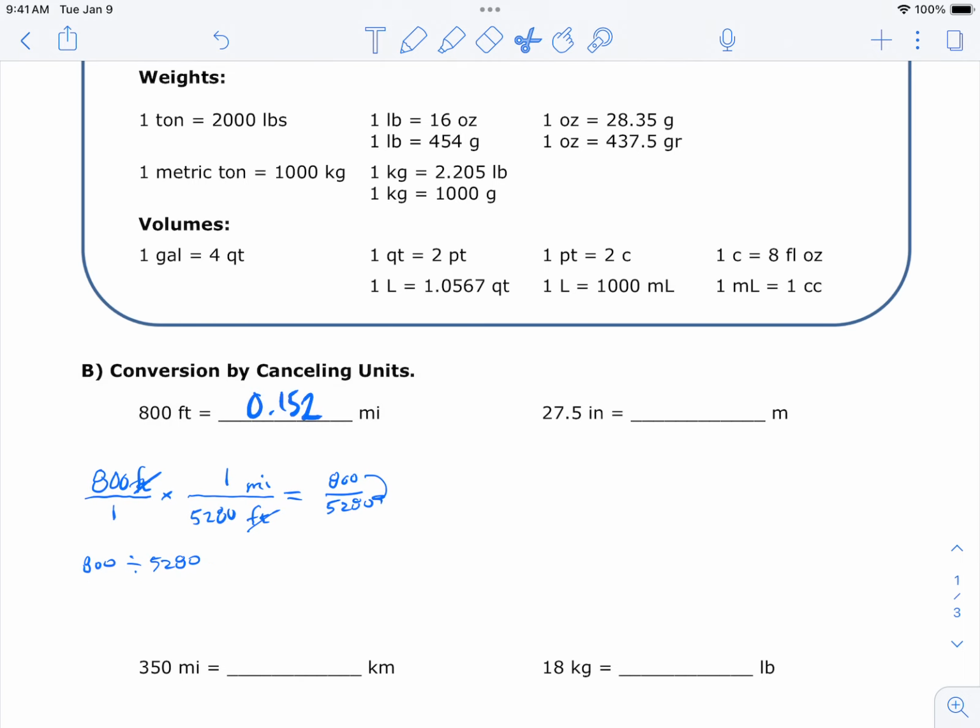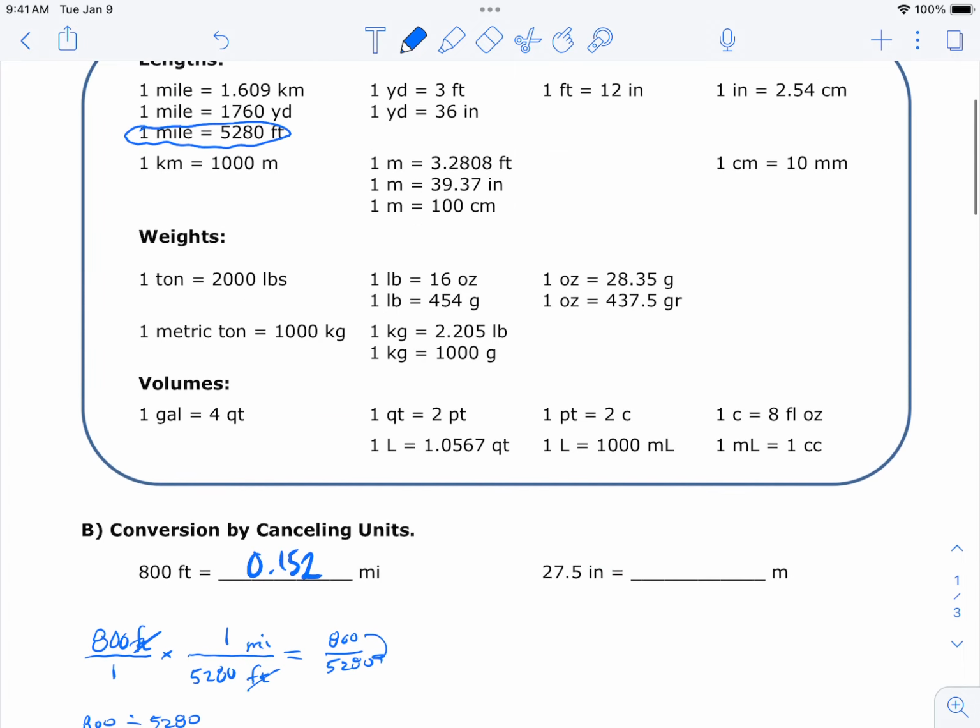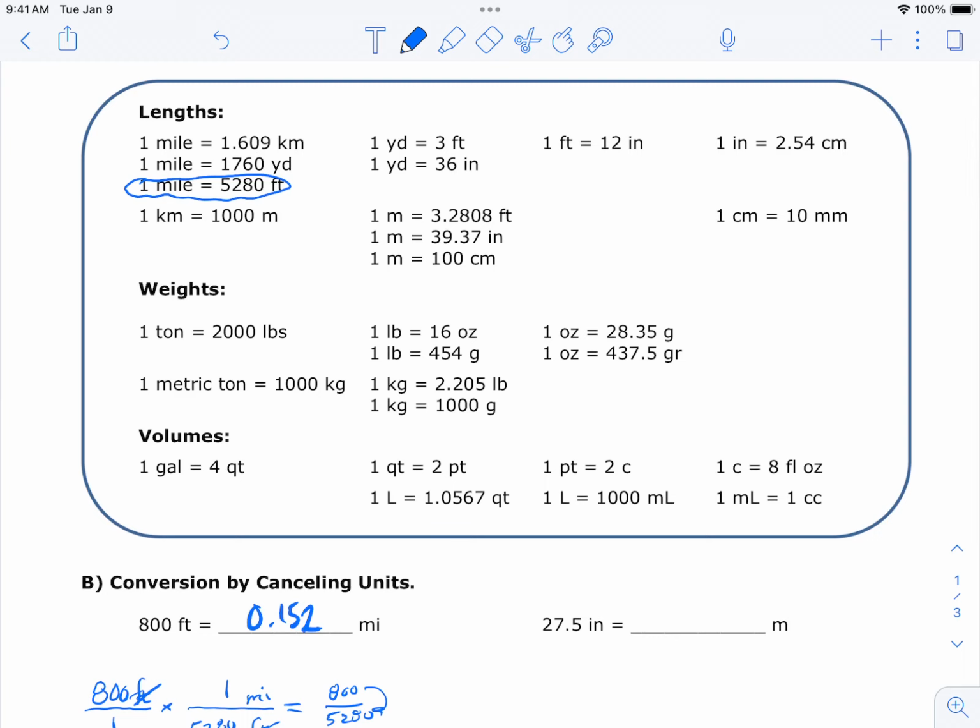Let's look at another example of this. We want the units to cancel. What are we doing over here? We're going from inches to meters. The first thing you need is to look up a fact, something that links your inches and your meters. So you come up here looking around.